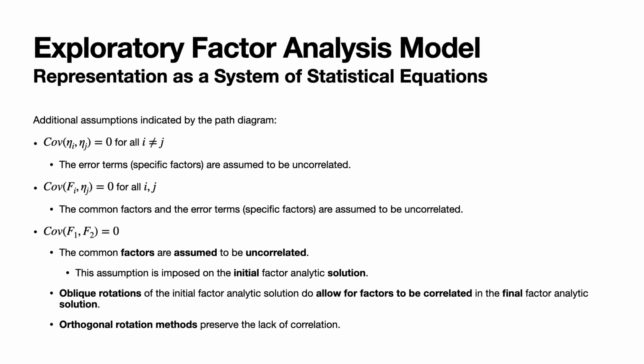The initial factor analytic solution is obtained in such a way that the factors are uncorrelated. But if you do an oblique rotation to get your final solution, then that method does allow for the factors to have a non-zero correlation in that final factor analytic solution. On the other hand, the other type of rotation method is called an orthogonal or rigid rotation method. It takes that initial solution where the factors are uncorrelated and performs a rigid rotation. Because the rotation is orthogonal, it preserves that zero correlation between the factors. So even in the final solution, if an orthogonal rotation method is used, the factors will be uncorrelated.